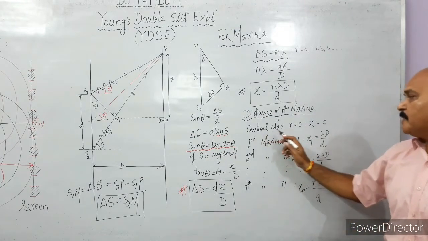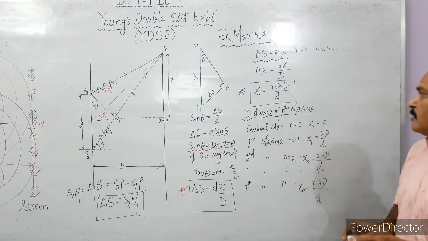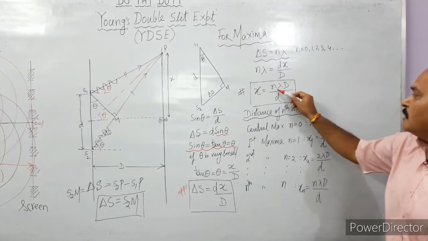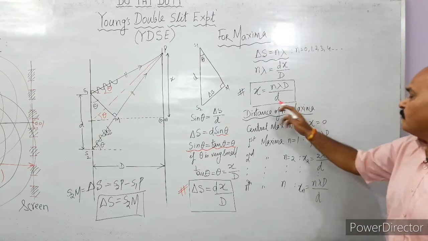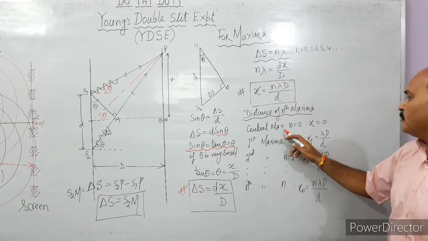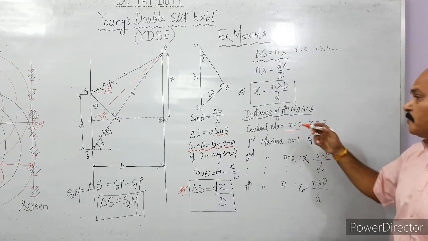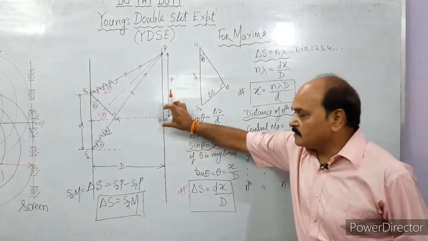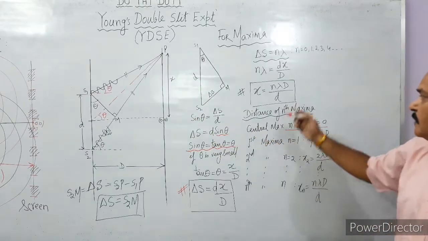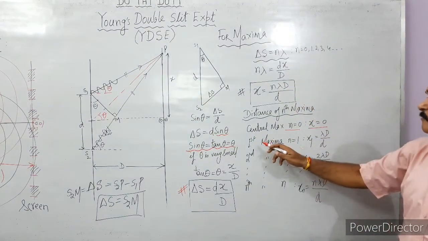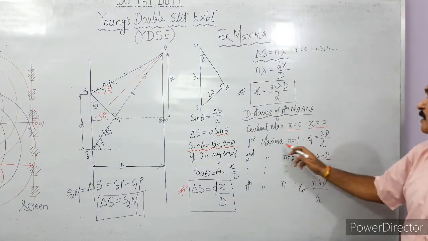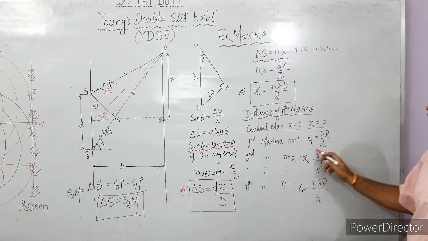Well, for central maxima, n is going to be 0. If n is equal to 0 for central maxima, what is this x? This x comes out to be 0. That means the maxima is formed right at the center of the screen. And if we write n is equal to 1, for the first maxima, we get x1 as lambda D by d.